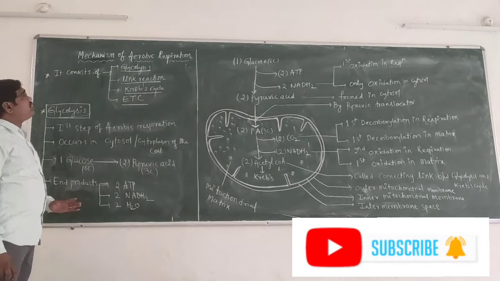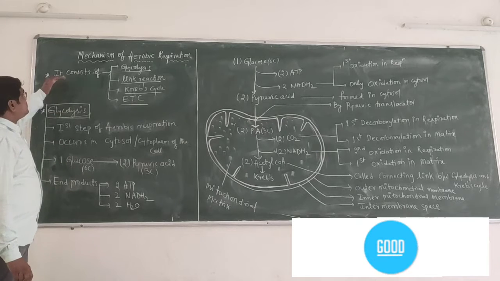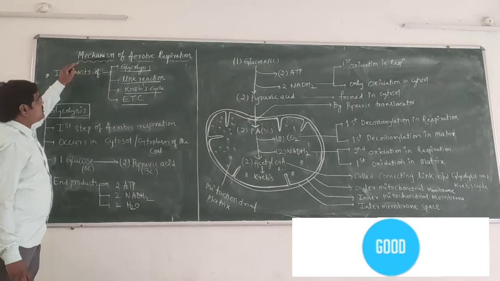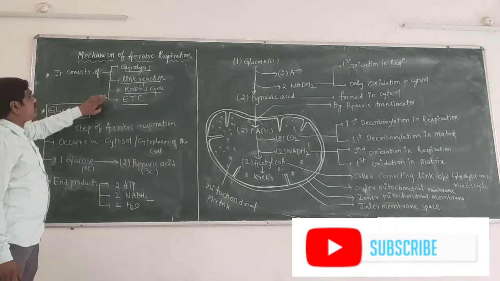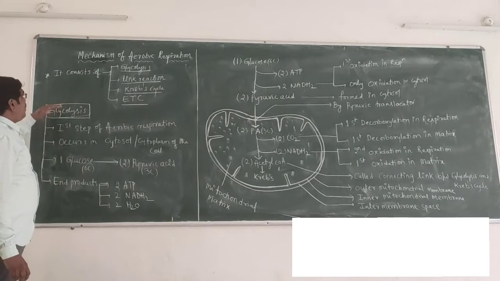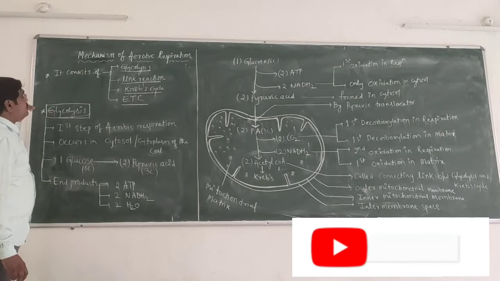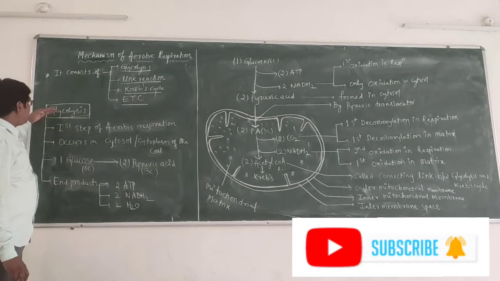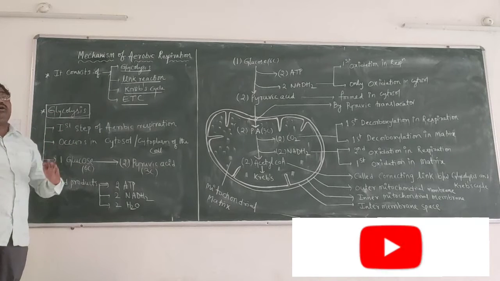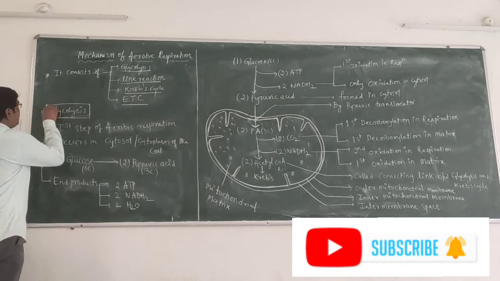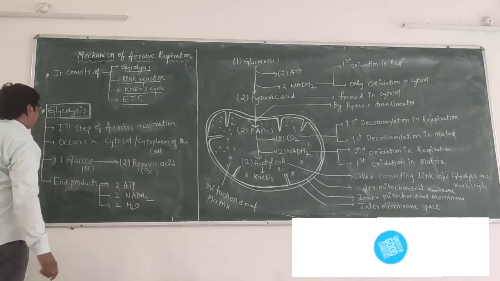So, the mechanism of aerobic respiration consists of four steps: glycolysis, link reaction, Krebs cycle and electron transport chain. In the previous video, I explained glycolysis. The 10 reactions of glycolysis are explained in the previous video, which you can see on my channel. So here I will explain glycolysis briefly.